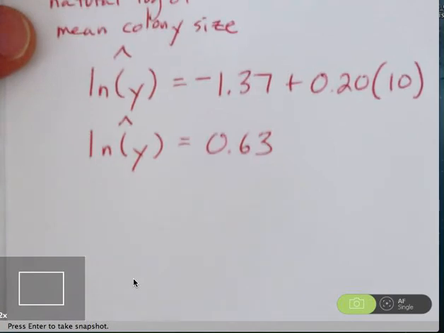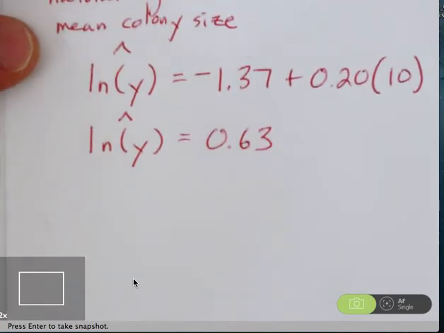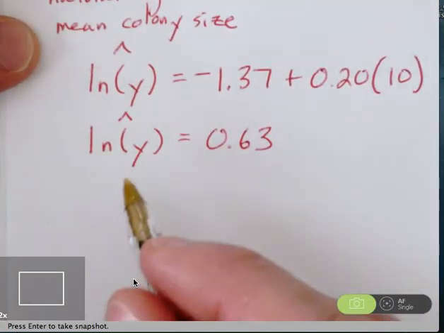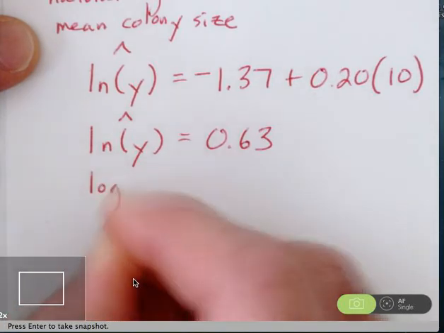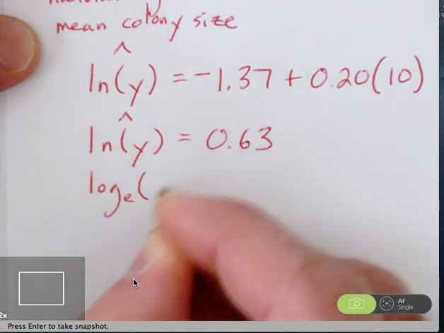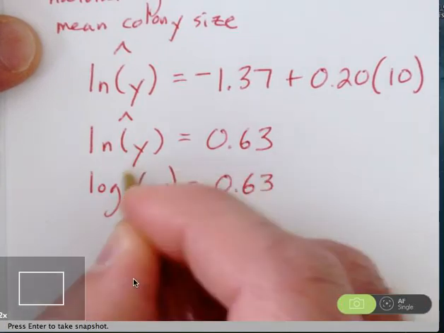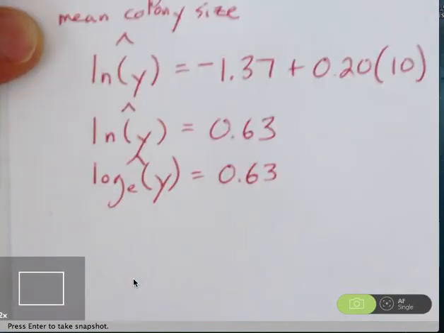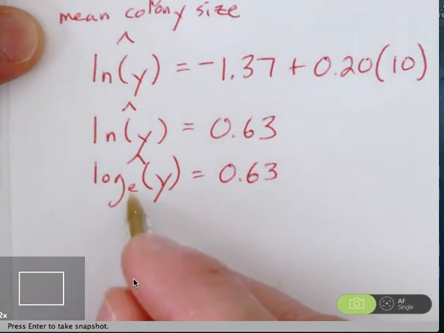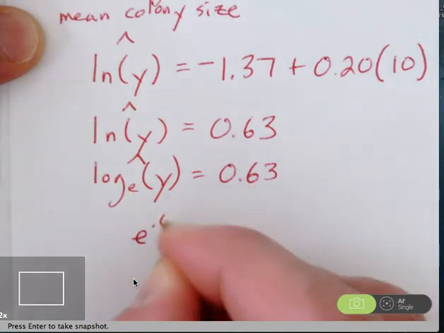So to actually make the prediction, I still need to convert this from log form into plain y. So if I rewrite this, remember a natural log is a log base e of y, and that's 0.63. So what I can really do then is take e, my base, to the power 0.63.